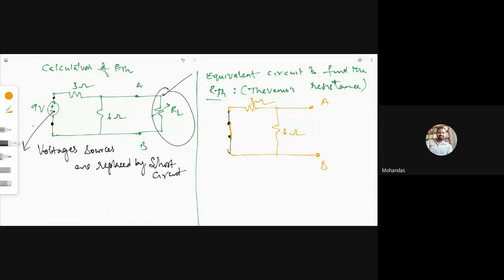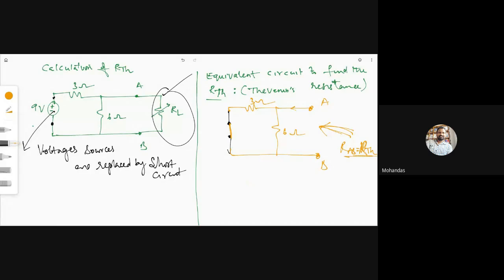So A, B. Now Thevenin equivalent resistance is what? Nothing but the equivalent resistance seen by the AB terminals, RAB. This is the equivalent circuit to be drawn for calculation of the Thevenin resistance: replace the independent sources by their internal resistance and remove the load resistance. Now see from this side and calculate RAB.